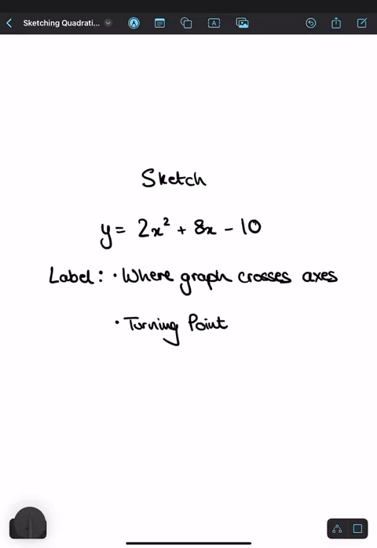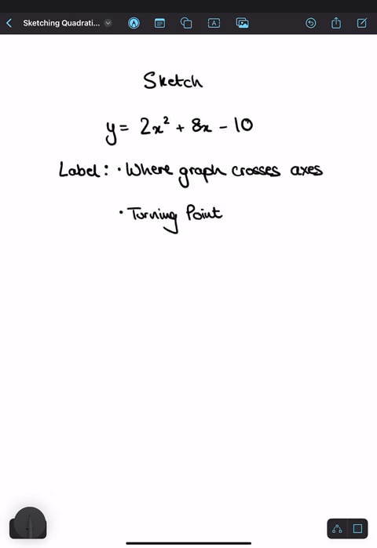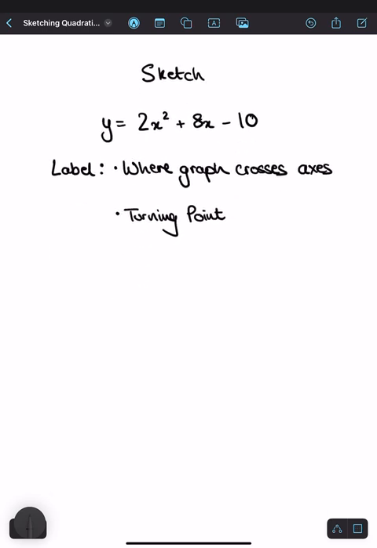Let's sketch y equals 2x squared plus 8x minus 10 and label where the graph crosses the axis and its turning point. When sketching a quadratic, there are four main things we can remember, and by quickly drawing a generic quadratic graph, we can see what they are. They are the shape of the graph, the y-intercept, the roots, and the turning point.